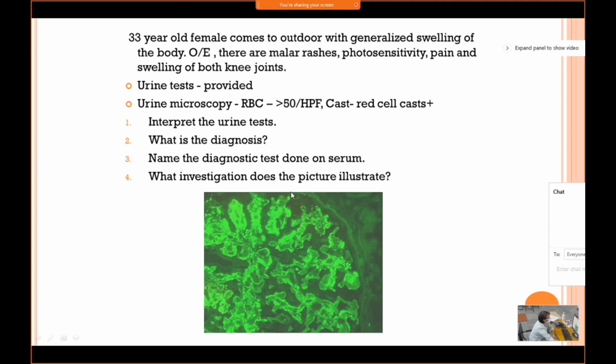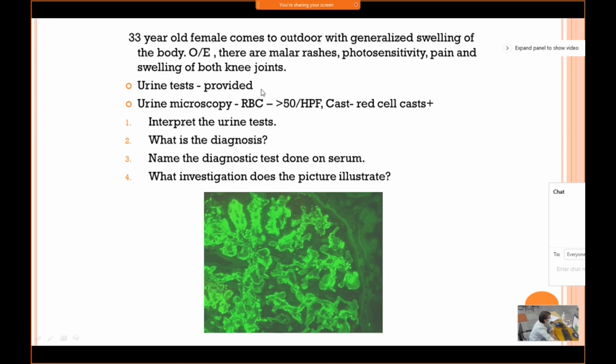This is a classical picture of immunofluorescence. The history is also very classical. There is anasarca, 33-year-old female. Malar rashes. If there's a female with malar rash, photosensitivity and swelling of the joints, it is usually SLE. Okay, so the diagnosis will be SLE.